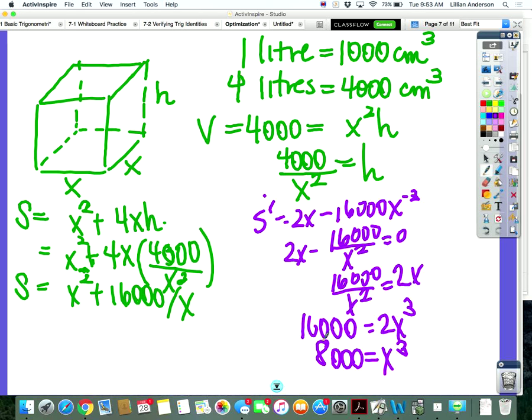So that way, when you take the cube root, you get the cube root of 8,000 is 20.